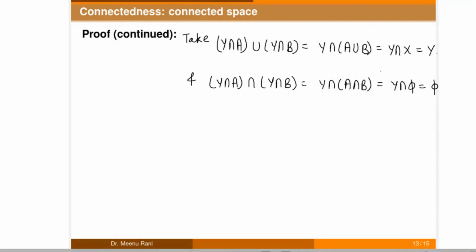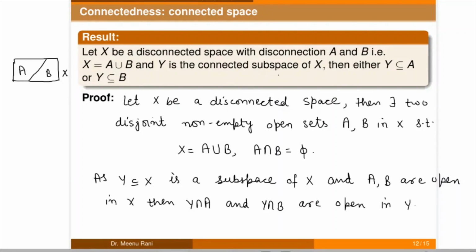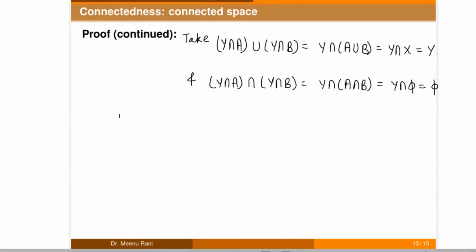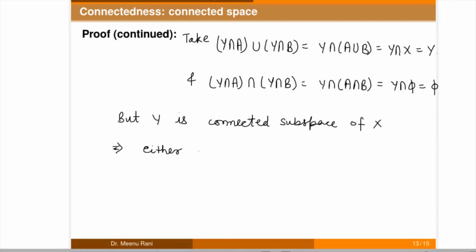So Y is a union of two disjoint open sets here, and it is given that Y is a connected subspace of X, so it has no separation. So one of the open sets must be empty here, which implies either Y intersection with A is empty or Y intersection with B is empty.